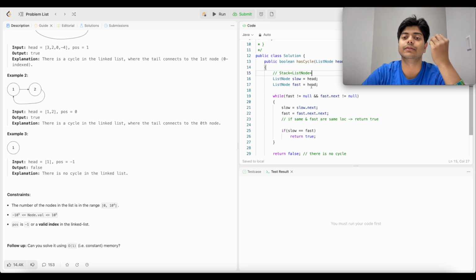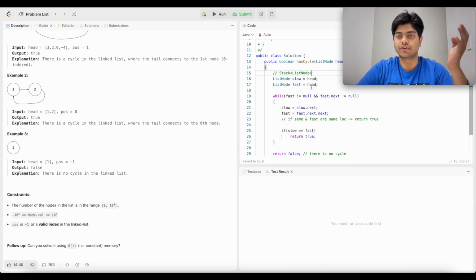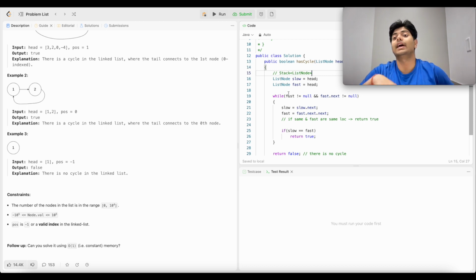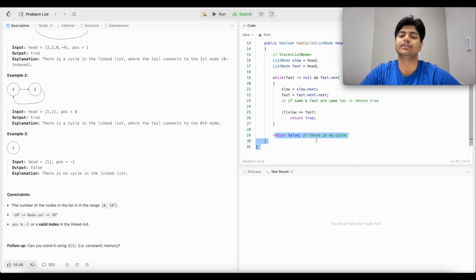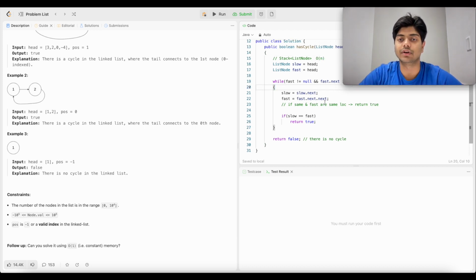So we'd see if I've seen this node before, then I know it's a cycle. That means I can just return true. Otherwise, I add to my stack. I keep adding. At the end, if I reach the end of the linked list and I still haven't returned true, then I return false. So it's the same logic, but this one takes O(n) memory, right? Whereas we can do this in O(1) memory with the tortoise and hare algorithm.